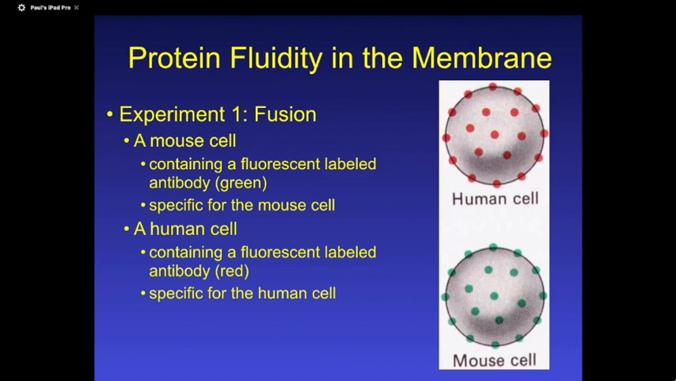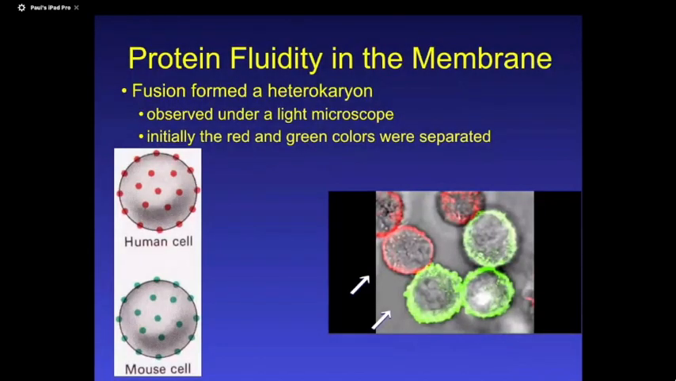Okay. And in experiments, we can create conditions in which we force the two cells to fuse. If by chance the membranes were static, then one half would be red and one half would be green, right? Over time. That is not what they found.